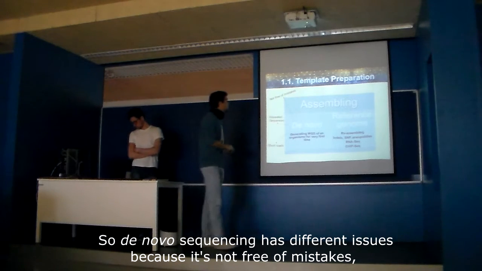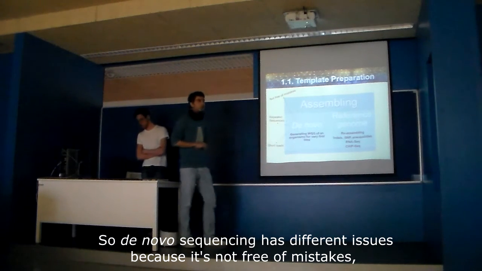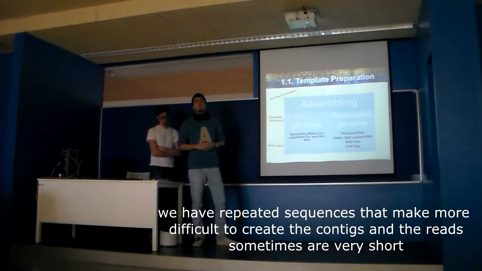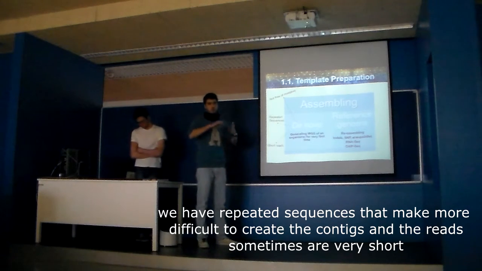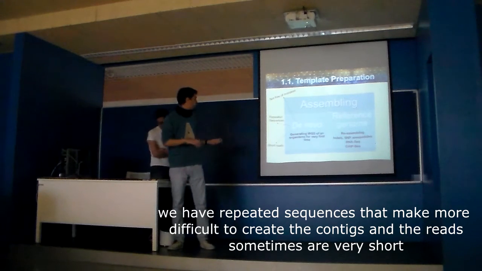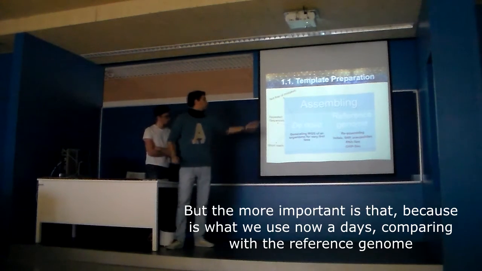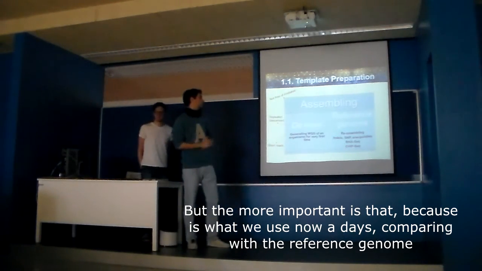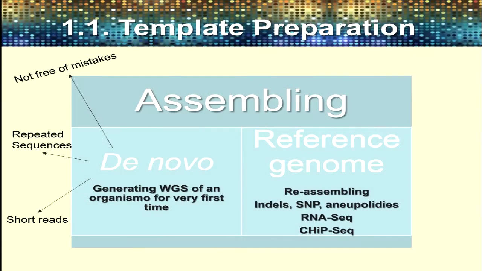De novo sequencing has different issues because it's not free of mistakes. We have repeated sequences that make it more difficult to create the contigs, and the reads are sometimes very short. But the important one is the reference genome, because it's what we use nowadays. Comparing with the reference genome, we can detect indels, which are insertions and deletions, SNPs, aneuploidies, RNA-seq for the transcriptome, and ChIP-seq for proteins binding to the DNA.